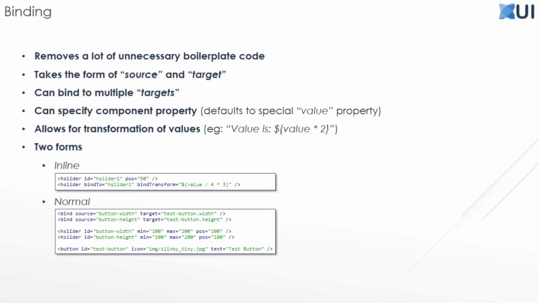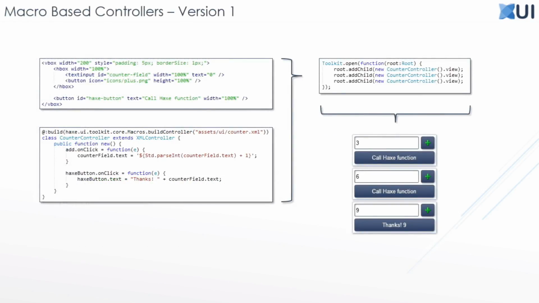I think I might look into next the ability to bind to variables as well, which would be nice in your controllers. Speaking of controllers, another thing I really like about version 1, certainly, is the ability to use these macro-based controllers. So you have a chunk of XML, you use a macro to build essentially that XML, and it builds Haxe source for you. Anything with an ID becomes a member variable, a correctly typed member variable. So, for example, the counter field becomes a text input, or text field, I can't remember the name of the class.